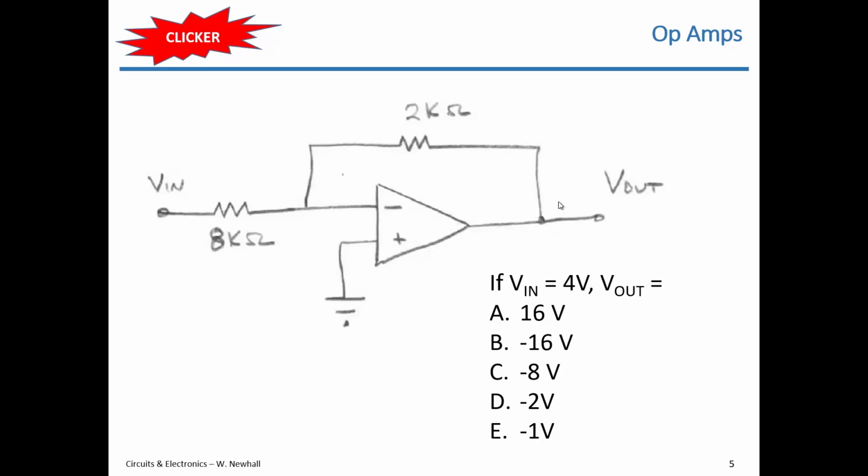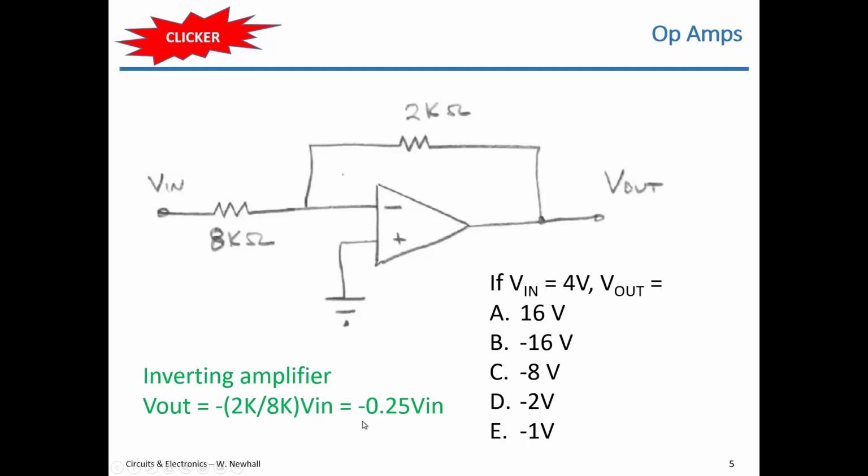And then you try to decide, is this a common circuit that I've seen before? I would claim you've seen this before. This was the first op-amp circuit we talked about. It's an inverting amplifier, and the gain of an inverting amplifier is minus the feedback resistor divided by that resistor that's in series with the V in voltage. So the gain is minus 0.25. So 4 volts times minus 0.25, negative 1 volt at the output.